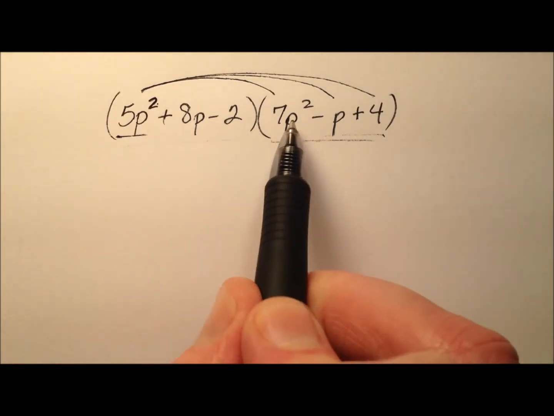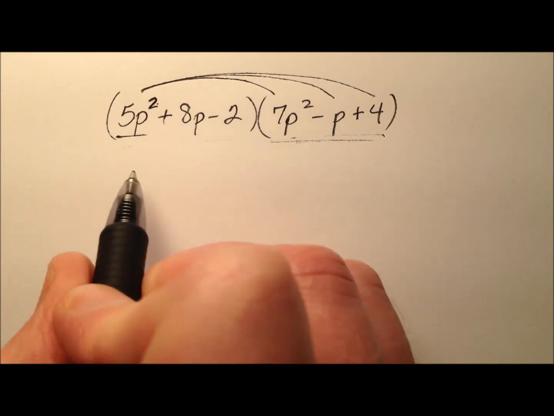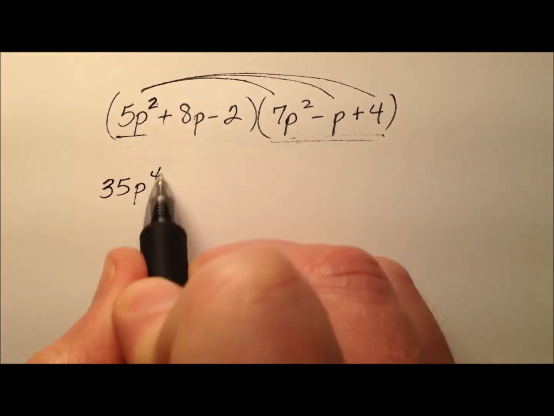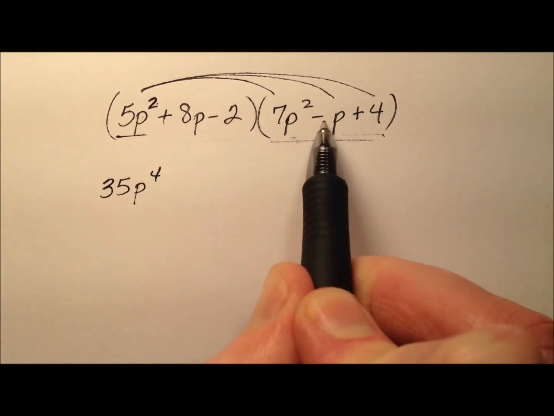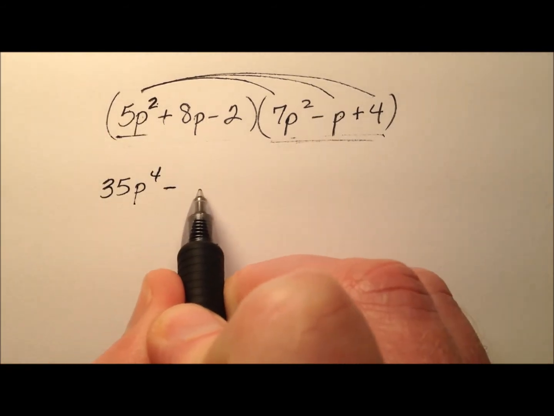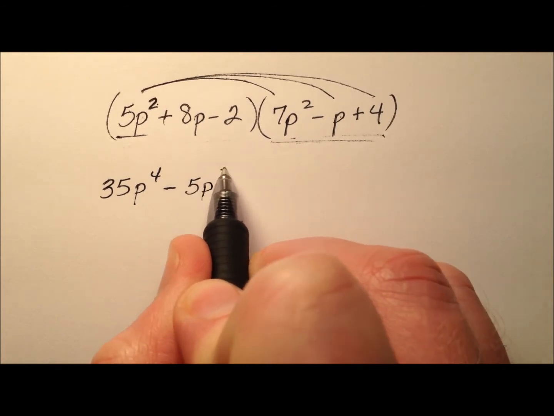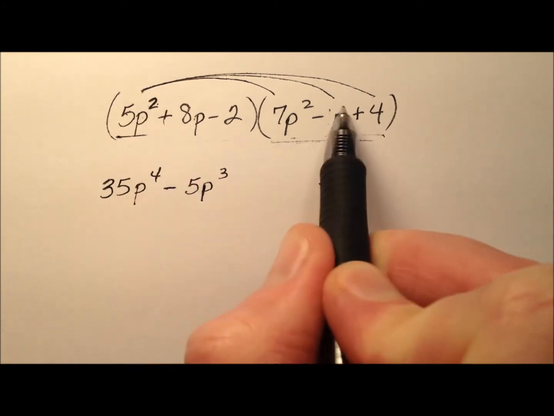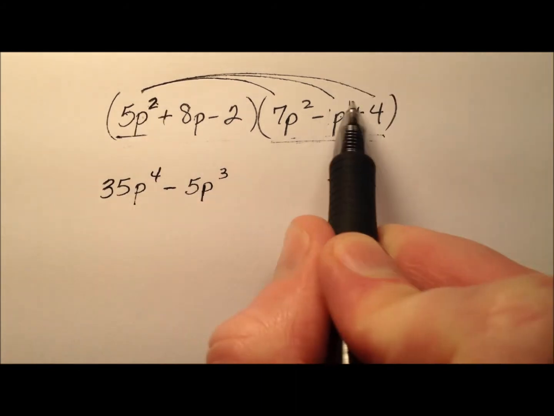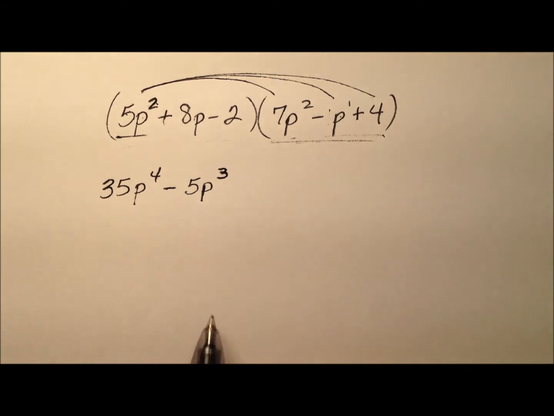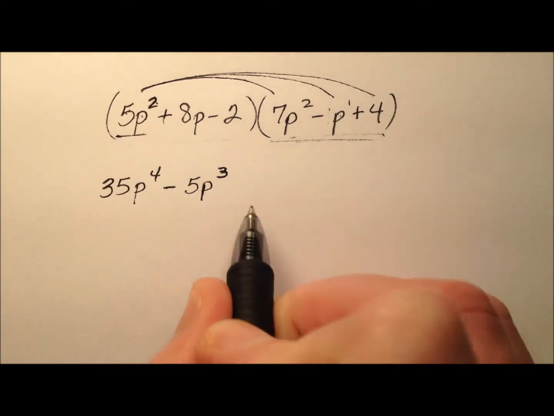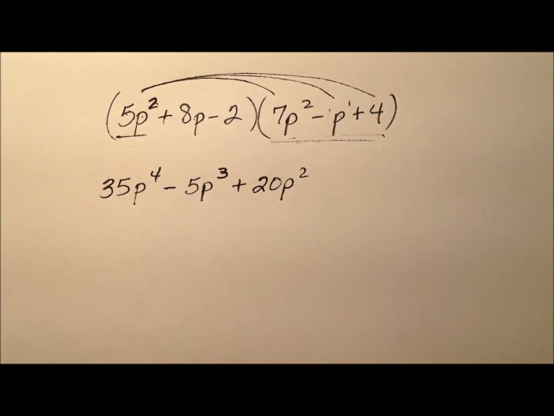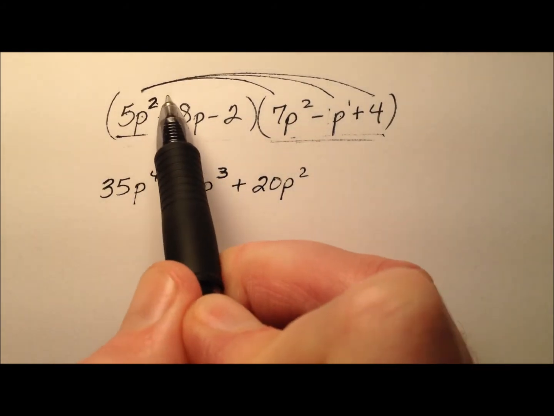So 5p squared times 7p squared. Well, 5 times 7 is 35, and p squared times p squared is p to the fourth. So 5p squared times negative p will be negative 5p cubed, because 5 times negative 1 is negative 5. And then p squared times p to the first, 2 plus 1 is where this 3 exponent comes from. And then 5p squared times positive 4 will be plus 20p squared. Okay, so we've done the 5p squared now.